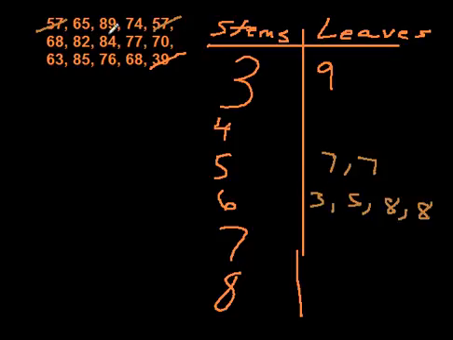And then for 70s, I've got 74, 70, 77, 76. So let's do 70, 74, 76, 77. So 0, 4, 6, 7. And then for my 80s, I've got an 84 and an 89, an 85 and an 82. So 2, 5, 4, 5, 9.